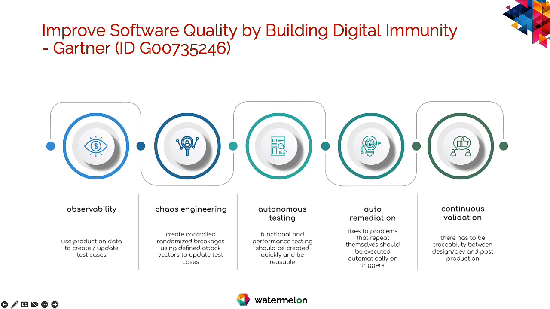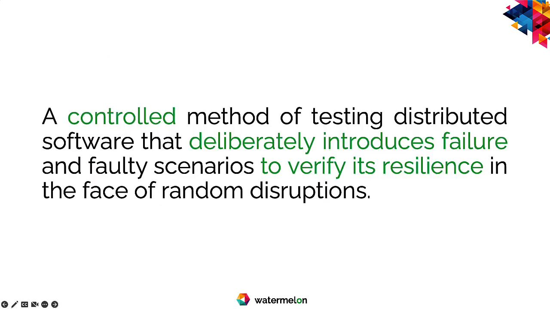Gartner, in its recent report on digital immunity, calls out the capability to do chaos engineering an integral step in software reliability. Chaos engineering is a controlled method of testing distributed software that deliberately introduces failure and faulty scenarios to verify its resilience in the face of random disruptions.